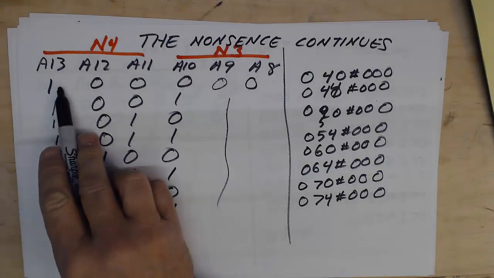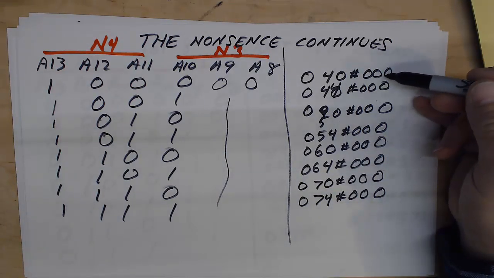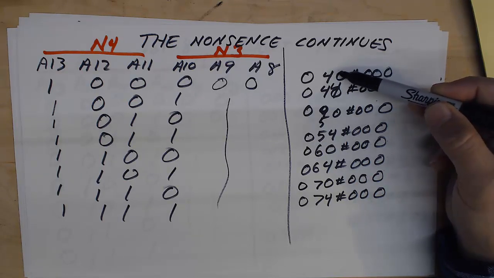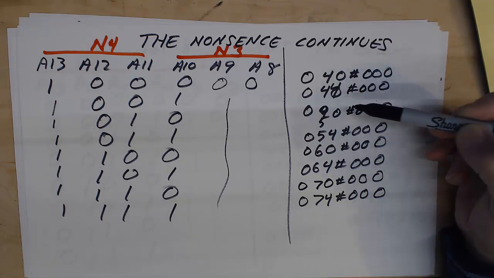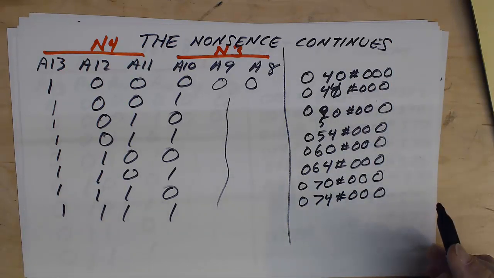Now let's do the 8 1K blocks if A13 is equal to 1. So now A13 is equal to 1. The nonsense continues because these are our addresses over here, our starting addresses. They're now 040, 044, 050, 054, 060. They're all oddball addresses just like they were before.